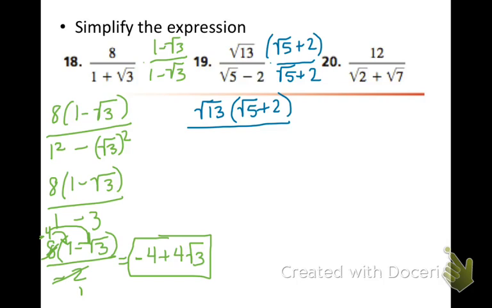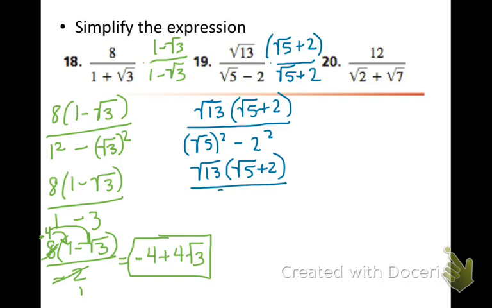And then in the denominator, I will have the square root of 5 squared minus 2 squared. So square root of 13 over 5 minus 2. Except for this isn't 2. Remember, it was 2 squared, so it's actually 4. So then we'll have, and then I'll go ahead and distribute.